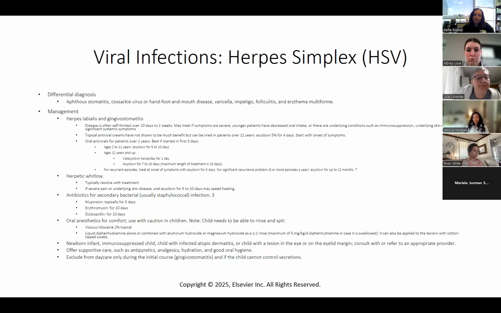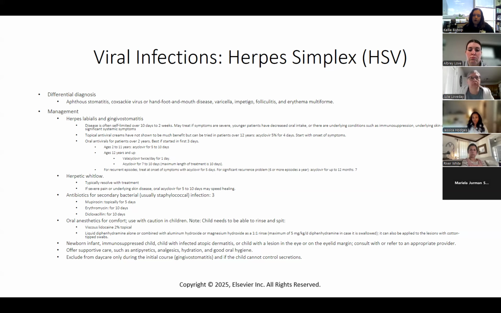But in the little kids, it makes me nervous because of the Benadryl. In the older kids, if they can swish and spit it out, then it can be helpful to numb the inside of their mouth. It's viscous lidocaine 2%, and then it's got either just Benadryl with it or Benadryl and usually magnesium hydroxide is what they put in it.